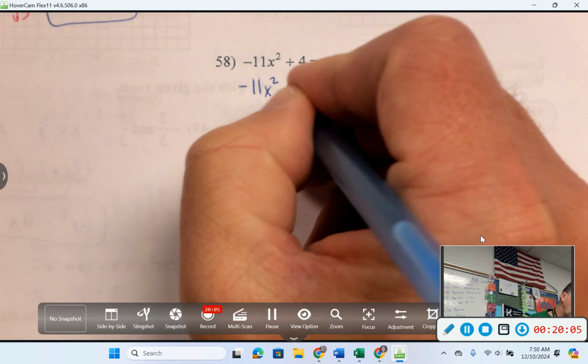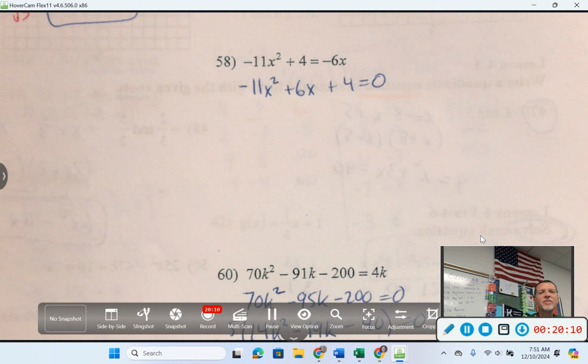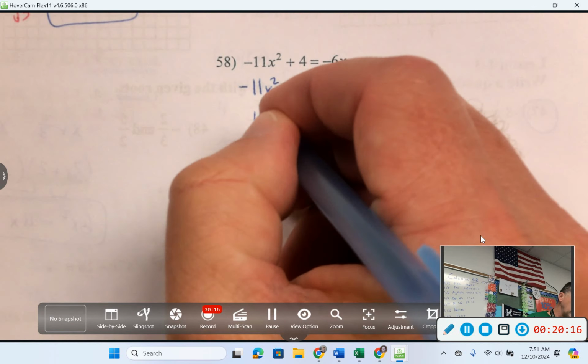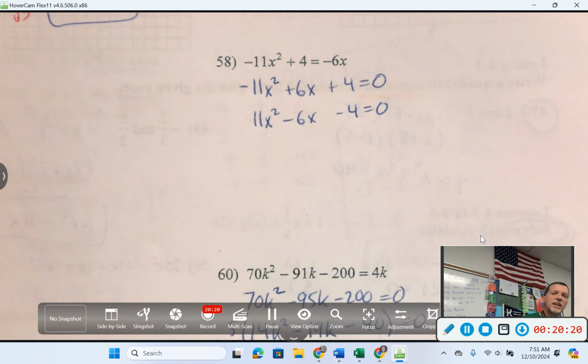Negative 11x squared plus 6x plus 4 equals 0. These are imaginary, so it's between mine and... I do not like a negative leading coefficient, so I'm going to multiply through by negative 1. I think that's easier. It still won't factor, but it just makes it nice. 1 and 11, 2 and 2, 1 and 4. I'm not getting 6 out of that.